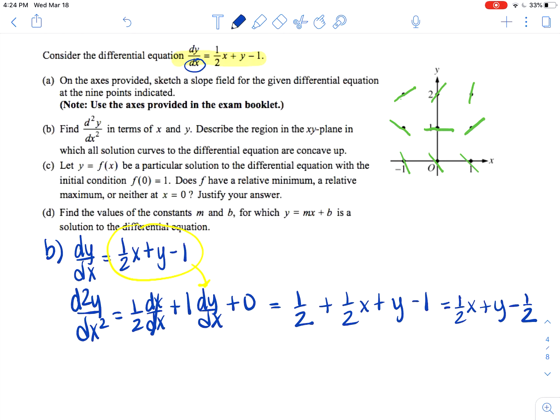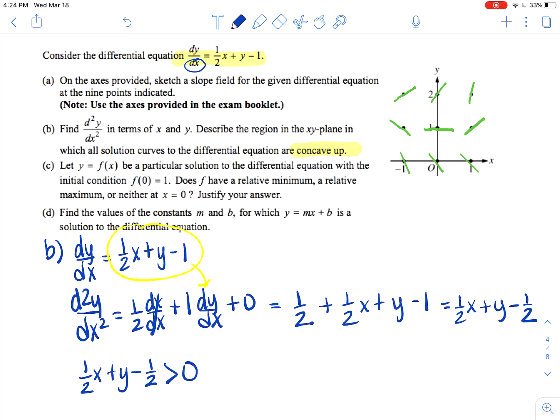So you're not just asked to solve for that second derivative, you're actually asked to use that to figure out when your curve is going to be concave up. In order to have a concave up curve, you need a second derivative that is greater than 0. So pretty much all you have to do to answer this question is say, I have 1/2 x plus y minus 1/2 is greater than 0. That's what yields something being concave up.